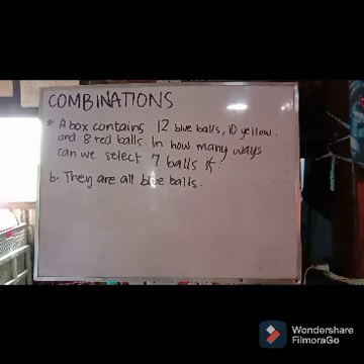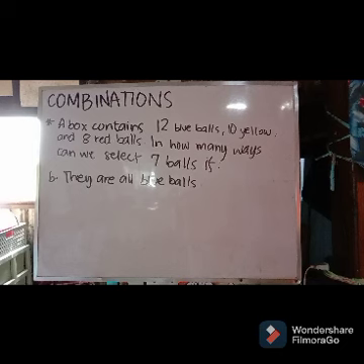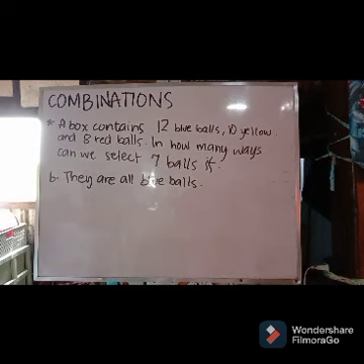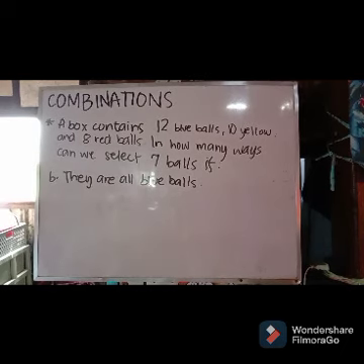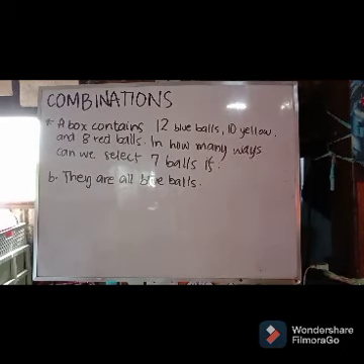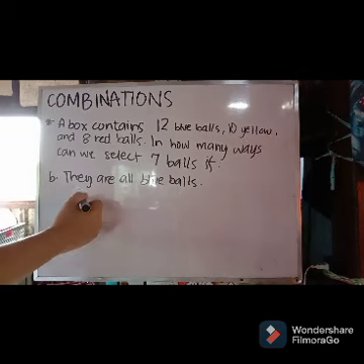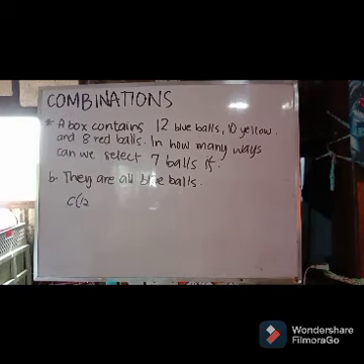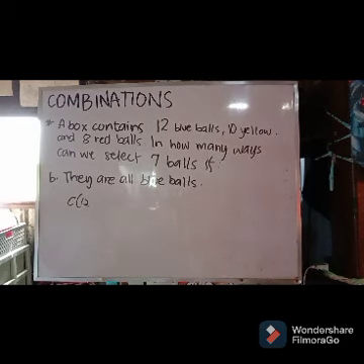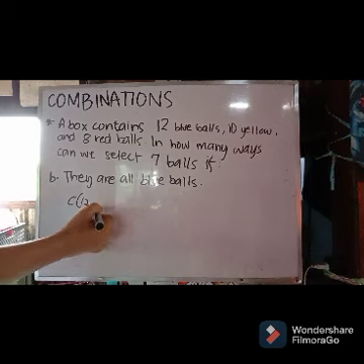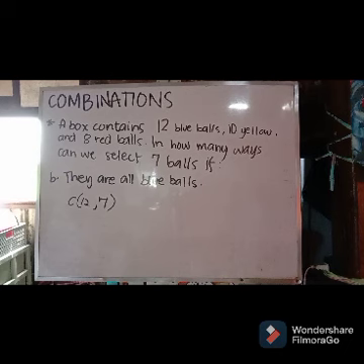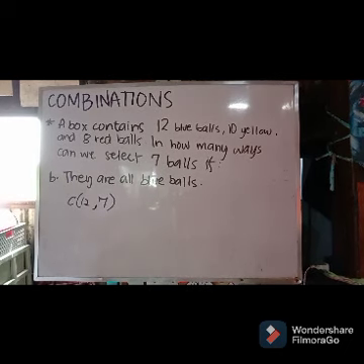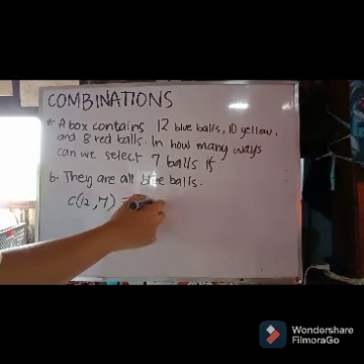The second condition in this problem is they are all blue balls. So, selecting from a box containing 12 blue balls, selecting 7 balls, we take the combination of 12 because there are only 12 blue balls and it says that all balls must be blue. Combination of 12 taken 7 is equal to 792.